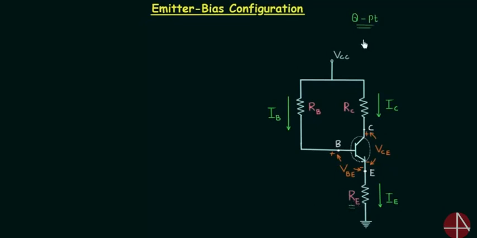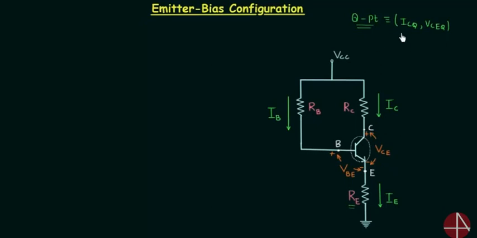I will explain how stability is improved in this configuration as compared to the fixed bias configuration, but first we will find out coordinates of the operating point ICQ and VCEQ. The Q stands for the quiescent point or the operating point.